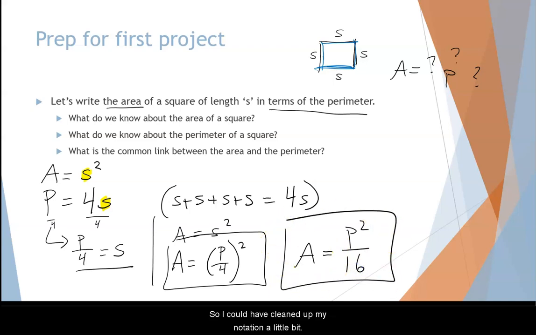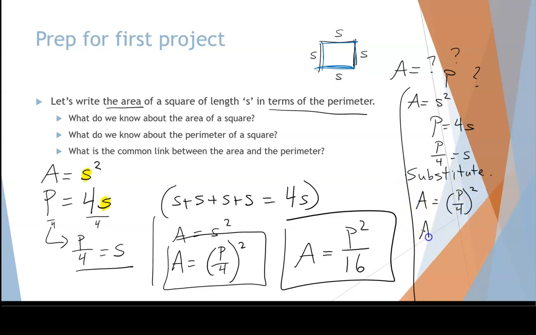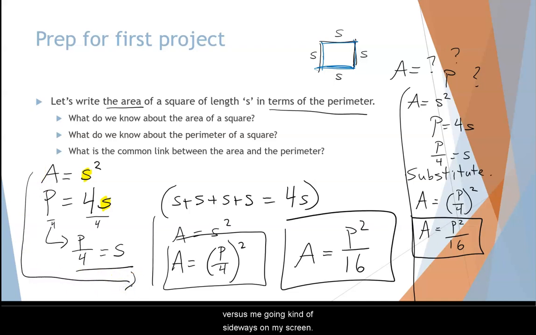So I could have cleaned up my notation a little bit. A much better way to have written this would be as follows. A equals S squared, P equals 4S, P over 4 equals S. Substitute. A equals P over 4 squared. A equals P squared over 16. So if I had a bigger whiteboard space, I would have written it out like that. So it's all in a column, and it's very easy to follow step by step, versus me going kind of sideways on my screen here.